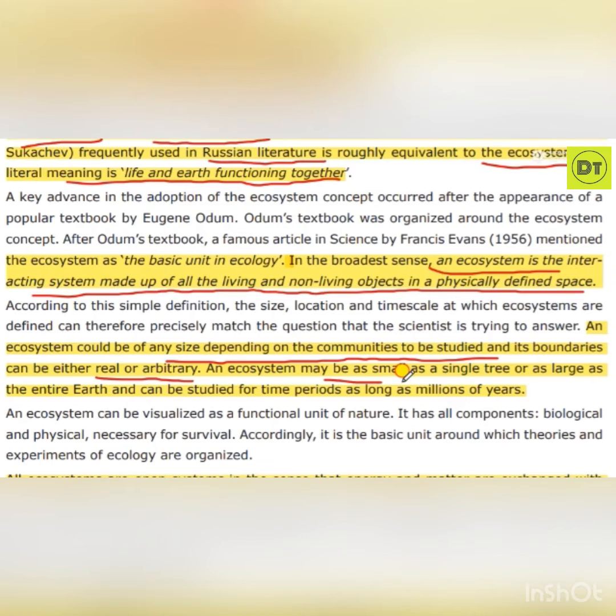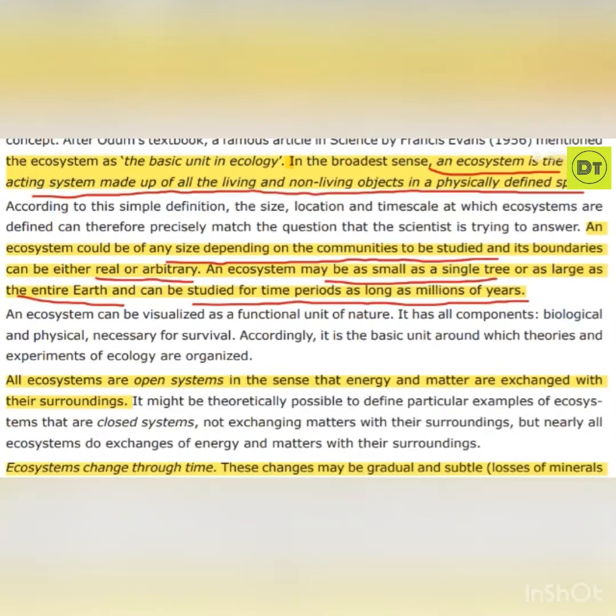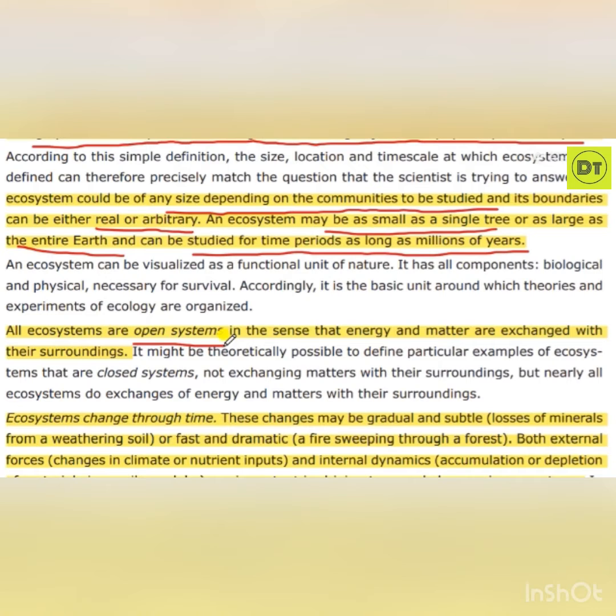An ecosystem may be as small as a single tree or as large as the entire earth and can be studied for time periods as long as millions of years. See how wide it is. Its size may vary. It may be as small as a single tree or as large as the entire earth, and it can be real or arbitrary, and it can be studied for time periods as long as millions of years. All ecosystems are open systems. Why? Because energy and matter are exchanged with their surroundings continuously. That is why they are regarded as open systems.